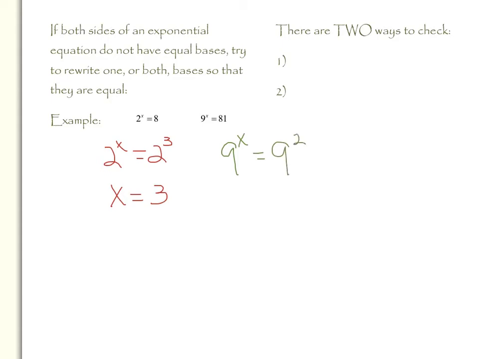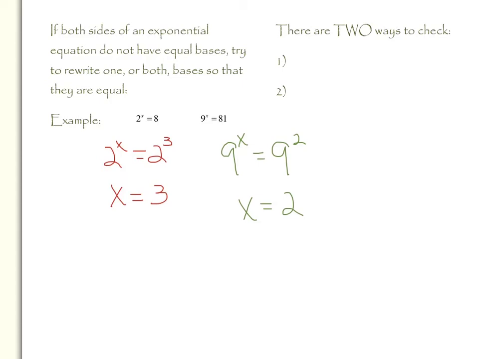And since now my bases are the same, that means my exponents can be set equal to each other. So x equals 2. Now, what are the two ways that you could check your answer? Well, the first one is pretty obvious. You could take what you got for x, like let's look at the first example here. We said that x equals 3, so you just plug the 3 in for the x and see if it's true. 2 to the 3rd power equals 2 to the 3rd power.